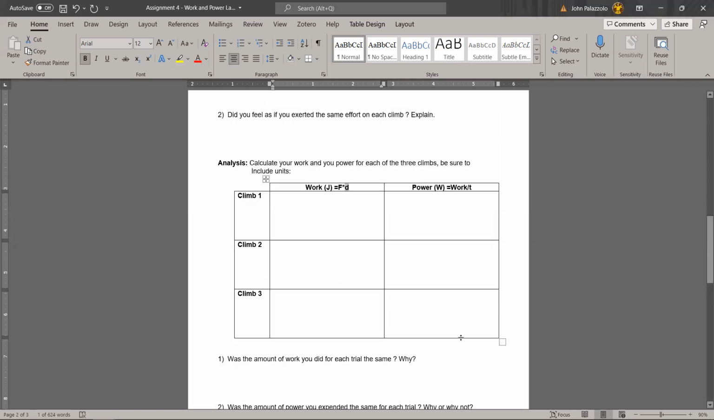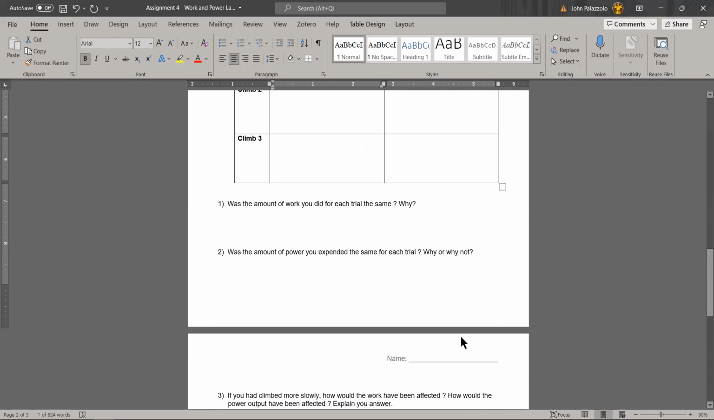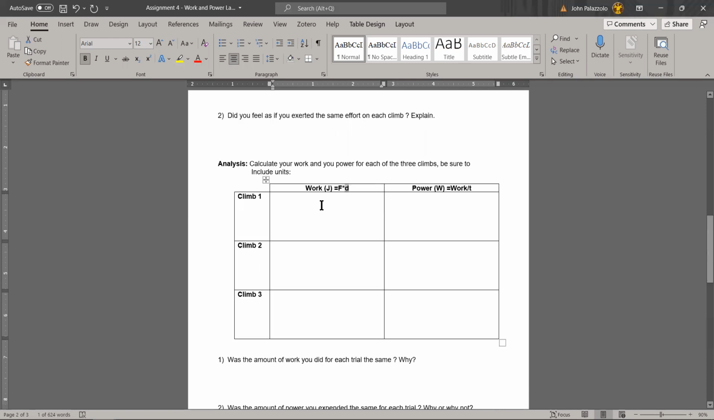Next, power. Was the amount of power you experienced the same for each trial? Why or why not? It's the corollary to this one. Look at the 2 equations. What is different? What is the big difference between work and power?